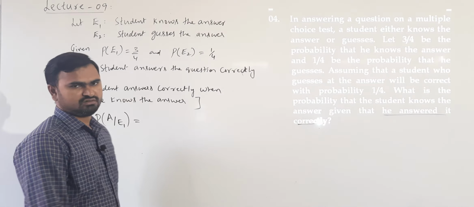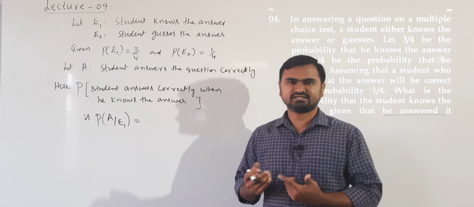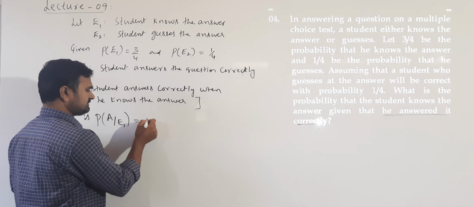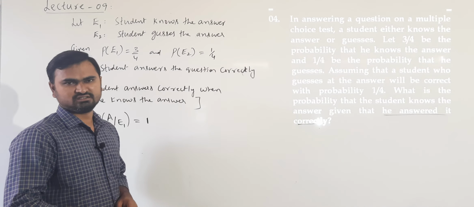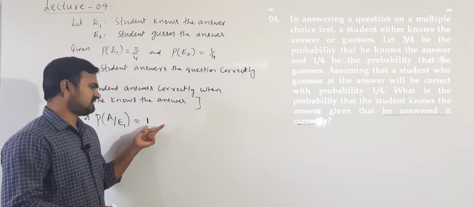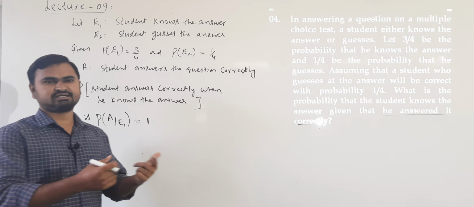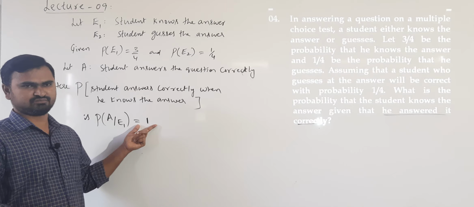So whenever I know the answer, what is the chance that I will answer it correctly? It is 1 always. This you have to understand. If you know the answer, will you mark it wrongly? No. If you know the answer, you will answer it correctly only. So this is always a sure event. I know the answer, I will answer it correctly. That is the sure event. So probability is 1. Okay.